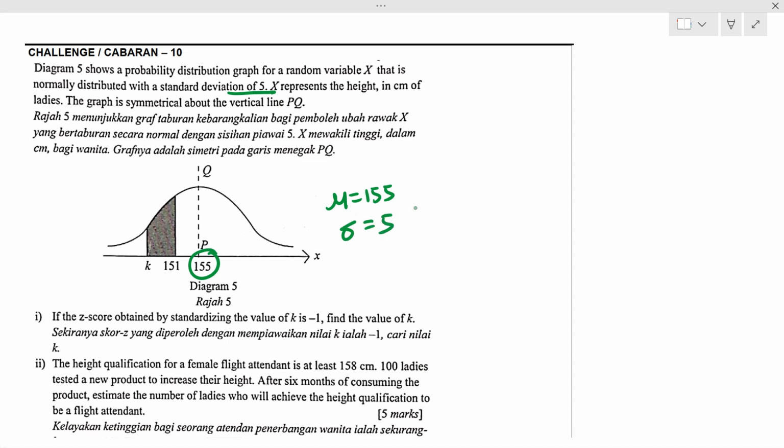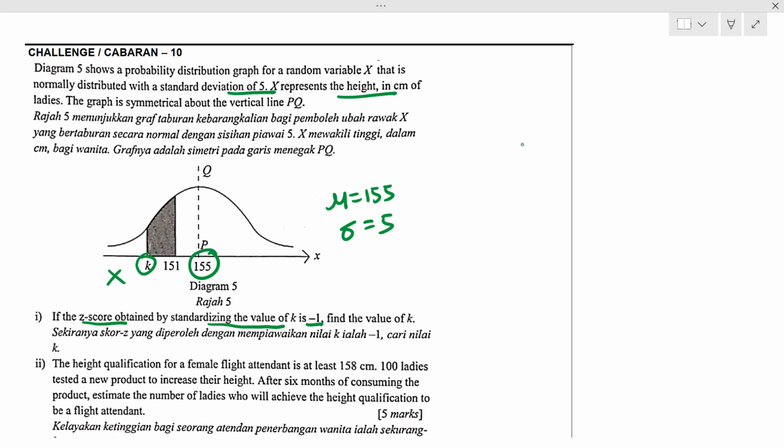Your standard deviation is 5. X represents the height. The graph is symmetrical at PQ. If the Z score obtained by standardizing the value of K is -1, find the value of K. That means K is what? Actually, it is your X, right?